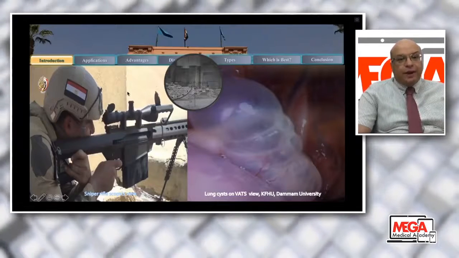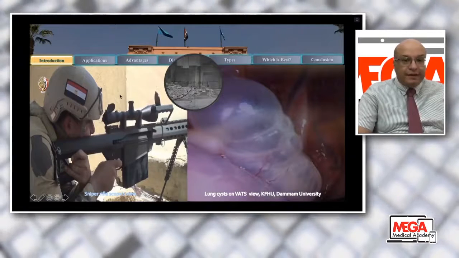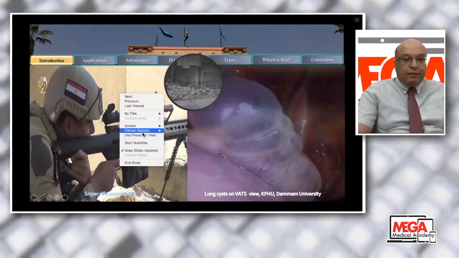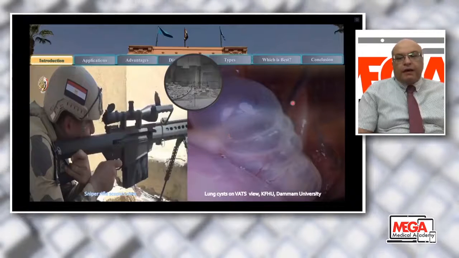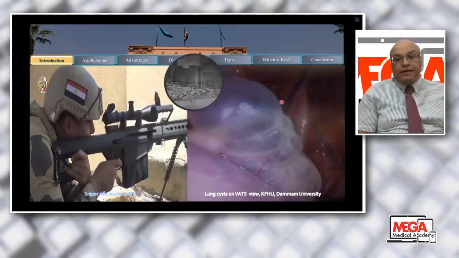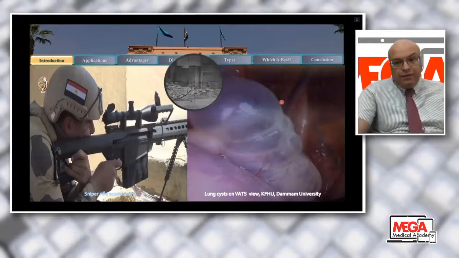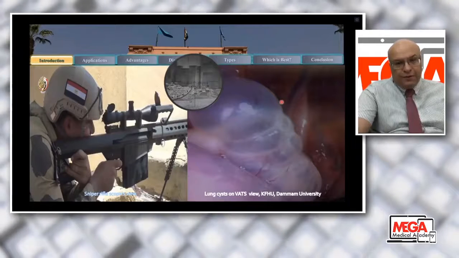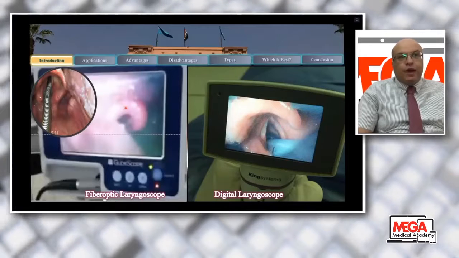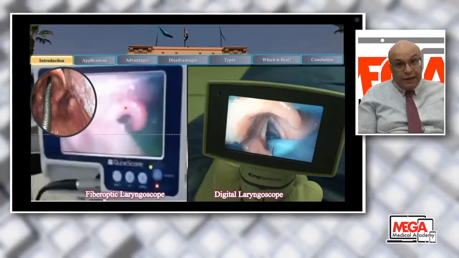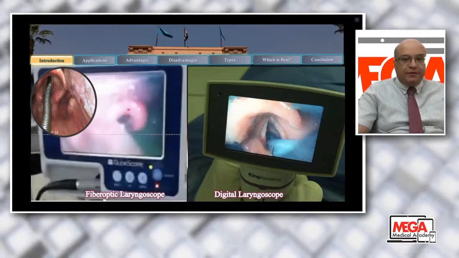Telescopy started from rifles and was used by the military, as you can see here on the left side, and also by our colleagues in endoscopy suites, as well as in laparoscopy. They are using these advances in telescopy for laparoscopy, for thoracoscopy, and so on. The same concept came for laryngoscopes. You know, we are using direct laryngoscopes, which need alignment of different axes. I'll show you how to get the best view.